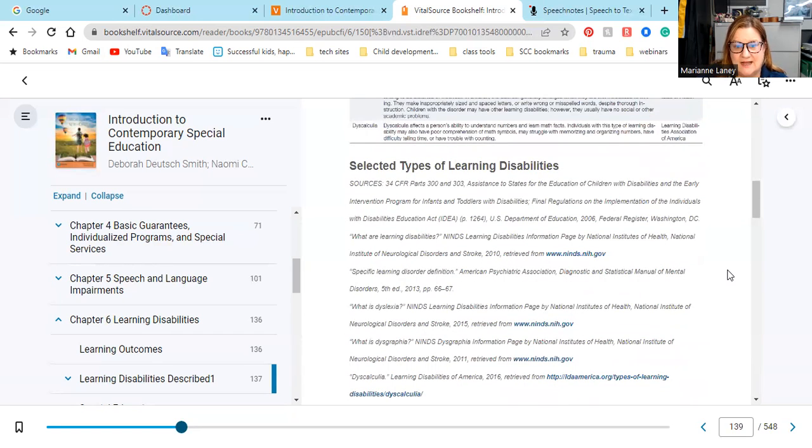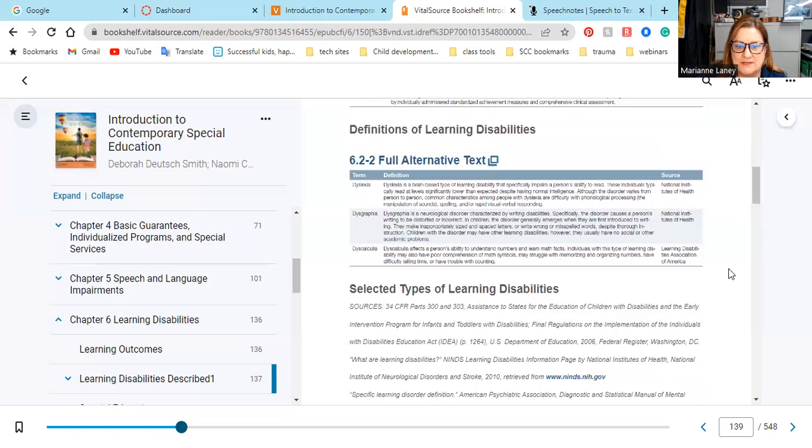It's okay. Then there's selected types of learning disabilities. We talked about those. These are the 3 big ones: dyslexia, dysgraphia, or dyscalculia. The biggest overarching term is specific learning disability. Specific learning disability, that just means any one of those 3.